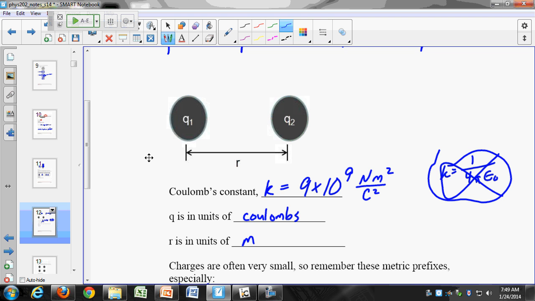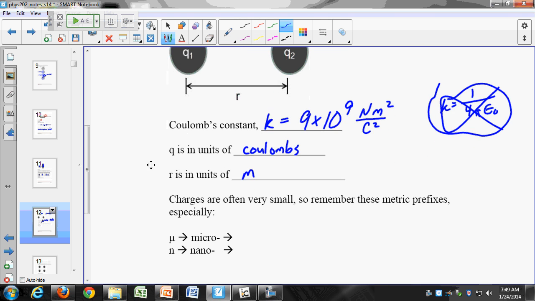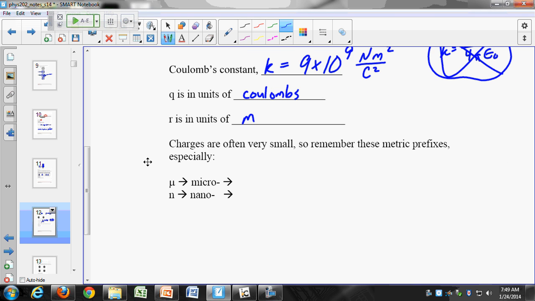However, a coulomb of charge is a really big charge, and a meter is a really big distance when you talk about charges being separated. Usually the charges are going to be much smaller and much closer. So I just want to remind you of our metric prefixes, in particular these, because we'll use them quite a bit. Does anybody remember what micro is? 10 to the what? Right, -6, and nano, right, is -9. I always remember nano because it looks like 9, right? You just change the A to an I and the O to an E, and that looks like -9. So you'll need to know those.